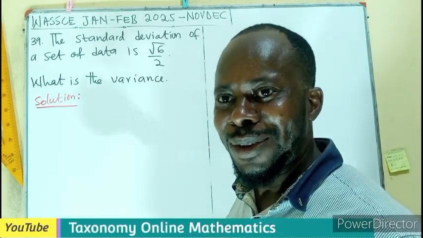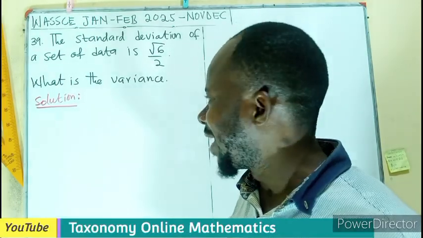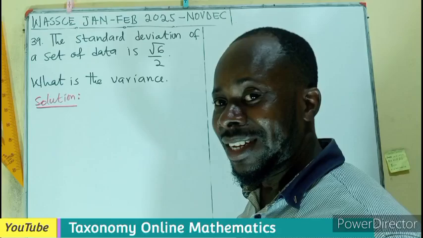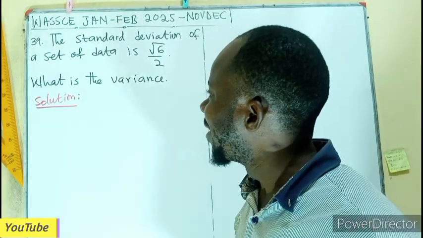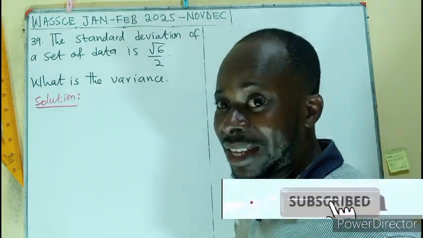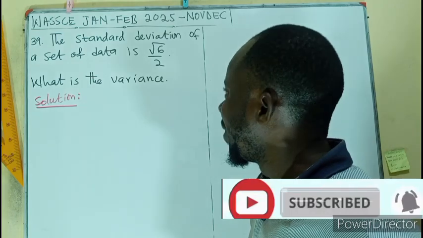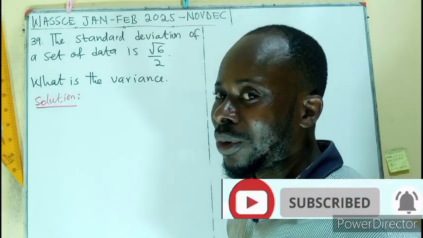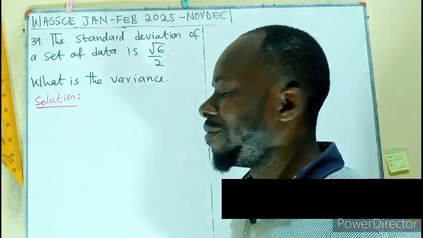Okay, I know this one will take you a split of seconds to answer. Question 39, WASSCE 2025, the February edition. They said the standard deviation of a set of data is root 6 on 2. We have to find the variance.